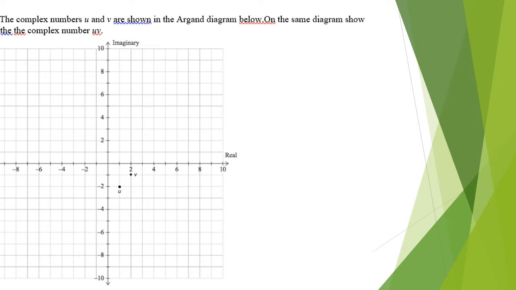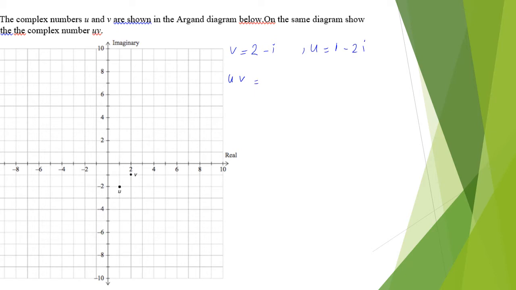Next question. You've got two complex numbers. I've only shown the diagram, so the question is based on that. V first: the real part is 2 and the imaginary part is -1, so it's 2 - i. And U has real part 1 and imaginary part -2i. They're asking you to find the value of uv, so u times v.